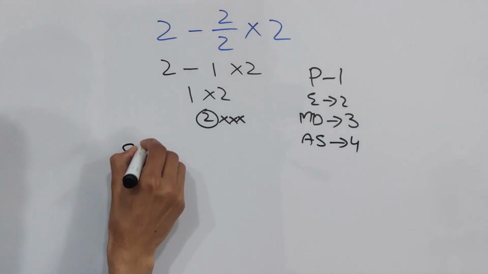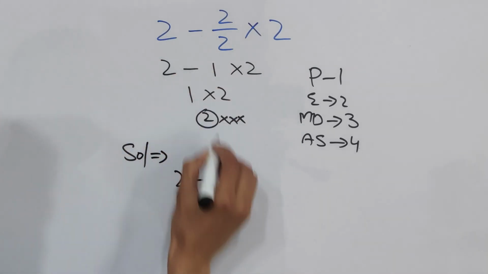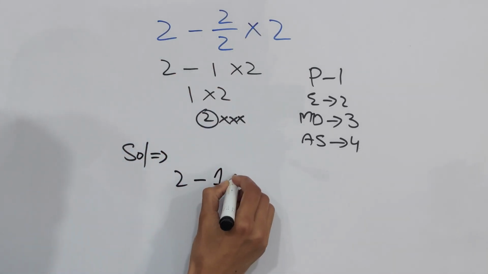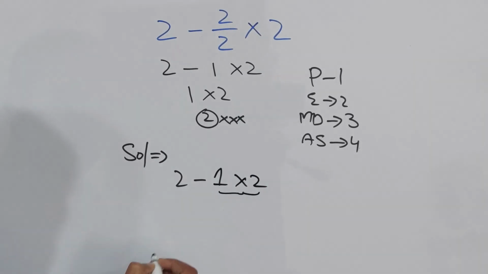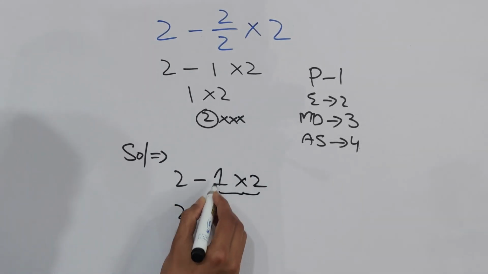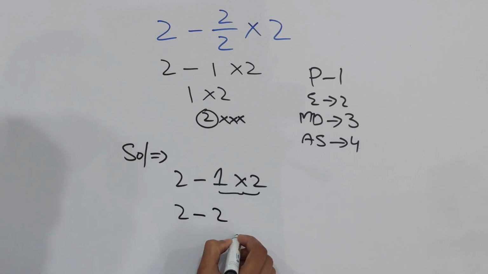So solve again. Okay, so 2 minus 2 divided by 2 is equal to 1 multiply 2. Now multiply first. 2 minus 1 times 2 is equal to 2, and 2 minus 2 is equal to 0. This is a correct answer.